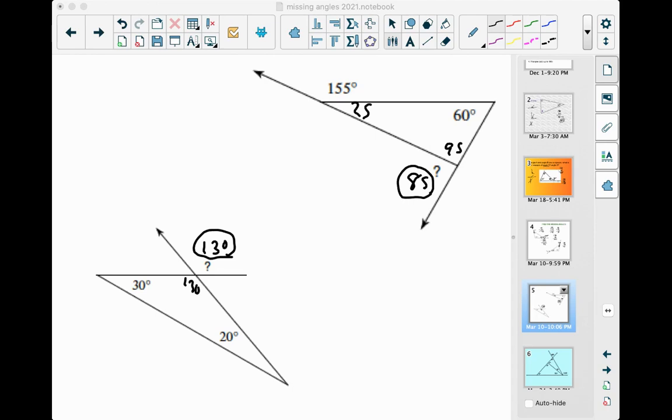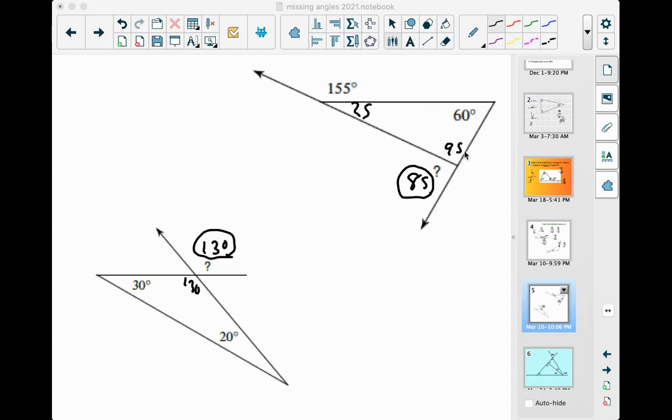All right, welcome back. Hopefully you got these answers. In the first picture, it was 85, and the second picture is 130. So the steps we had to go through for this one, the first thing to do is recognize these add up to 180. So this is 155, that has to be 25. Once I know this is 25, I already had this was 60. That lets me tell these three adding up to 180 that this has to be 95.